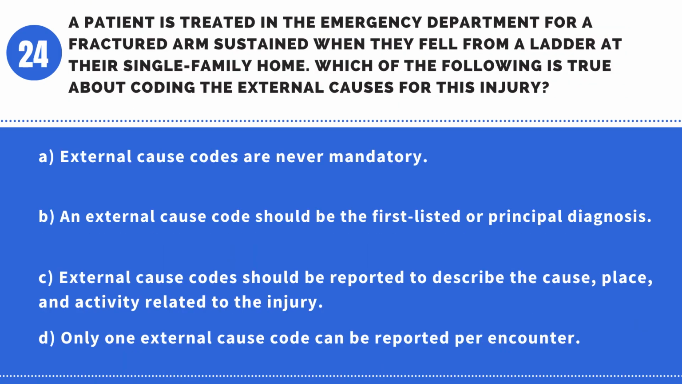Question 24. A patient is treated in the emergency department for a fractured arm sustained when they fell from a ladder at their single-family home. Which of the following is true about coding the external causes for this injury? A. External cause codes are never mandatory. B. An external cause code should be the first listed or principal diagnosis. C. External cause codes should be reported to describe the cause, place, and activity related to the injury. D. Only one external cause code can be reported per encounter.